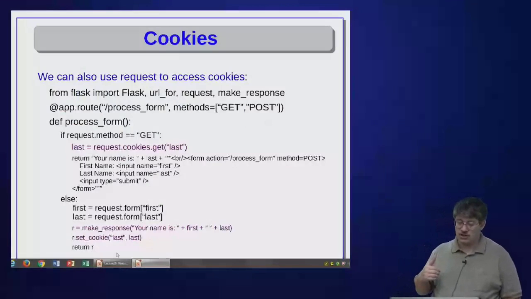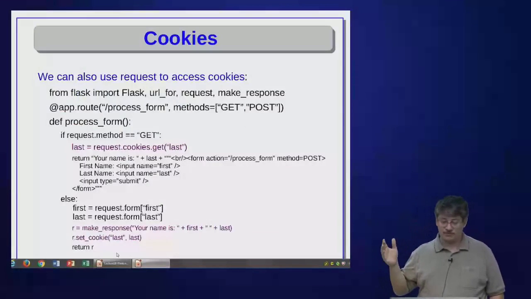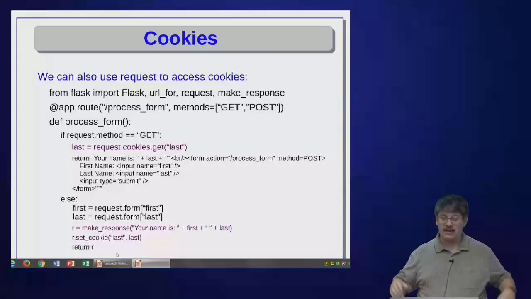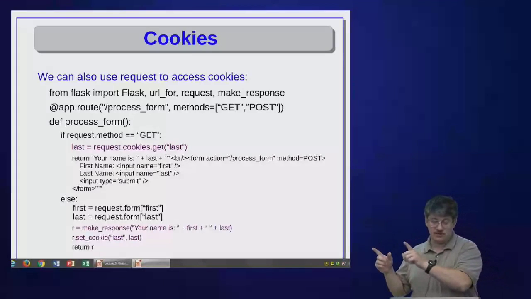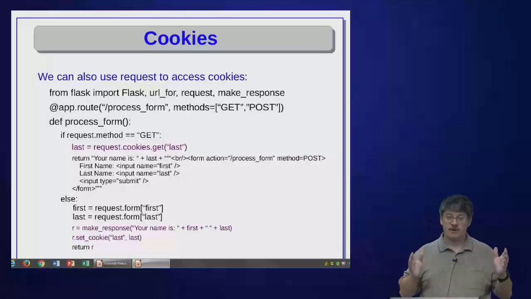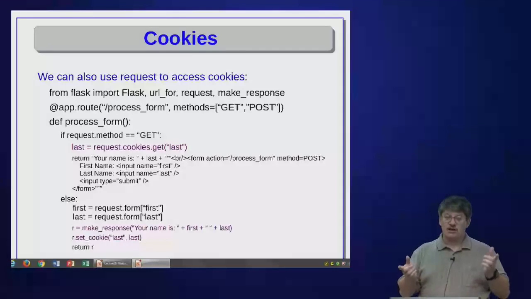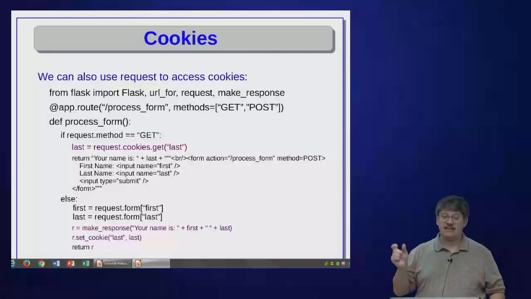So we can also use request to access cookies: from flask import Flask, url_for, request, make_response. And now my decorator is correct, @app.route. In parentheses, I say process_form is the URL associated with this function, using either the methods GET or POST. My process_form function now says if the request method was GET, instead of just printing the form out, I'm going to add a line that says check for any cookies and see if they have a last name field. So I'm going to get any cookie associated with the key value last. And then if so, I'll print out your name is and the last name, and then print my form.